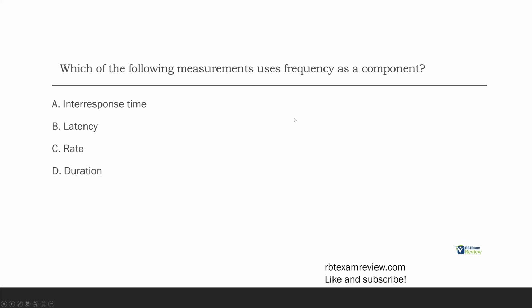So what measurement uses frequency? Well, it's going to be rate. And why is it going to be rate? Well, rate is frequency over time. Frequency is directly in the formula for rate. In order to get rate, we need both frequency and time. Without one of those two, we can't find rate. So of the following measurements, what uses frequency as a component? Rate.